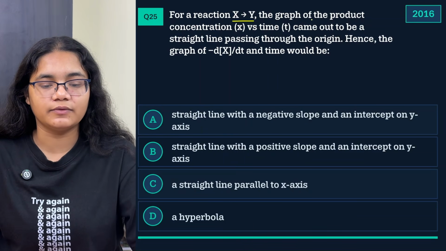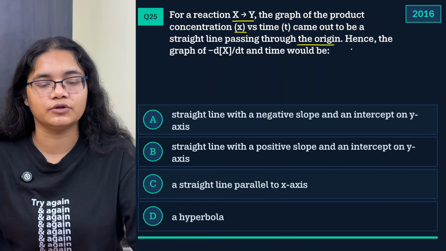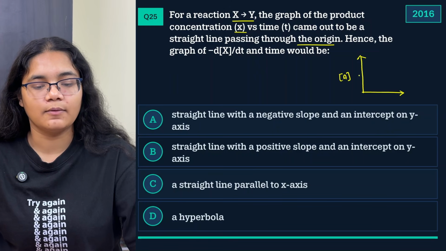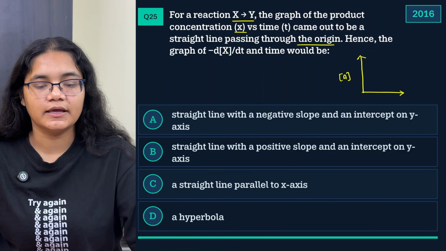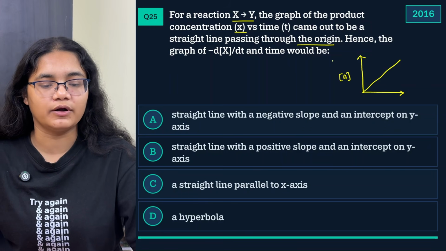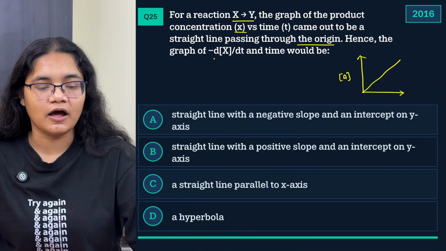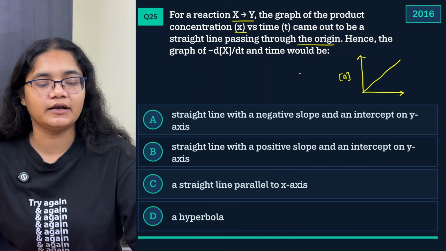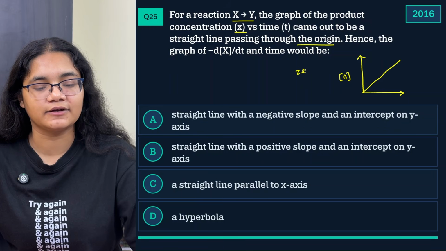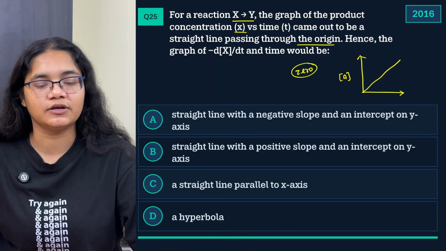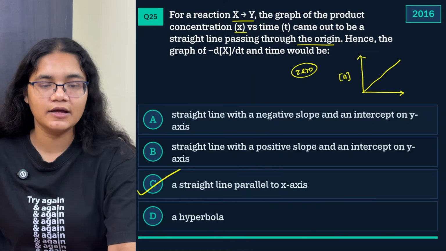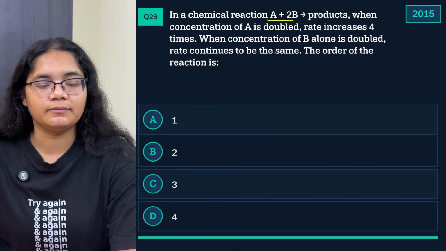For the reaction X to Y, the graph of the product concentration X versus time came out to be a straight line passing through the origin. Okay, the graph of the product concentration means A. Product concentration versus time came out to be a straight line passing through the origin. Hence the graph of minus dx by dt and the time would be. Now, this you can see if it is a straight line, it is definitely a zero order reaction. Okay, and for zeroth order reaction, if you are talking about the concentration versus time, it is a straight line passing through the x-axis.